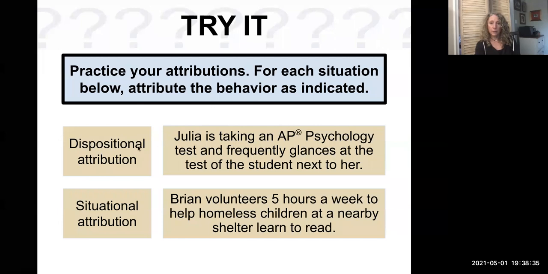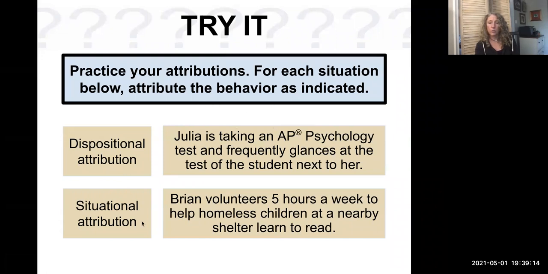Right, so here is a dispositional attribution. Julia is taking an AP psychology test and frequently glances at the test of the student next to her. Or is it situational, that maybe that's not her personality, but more just that particular situation? But then we also have Brian, who volunteers 5 hours a week to help homeless children at a nearby shelter and learn to read. So is that more his disposition or is that more the situation?